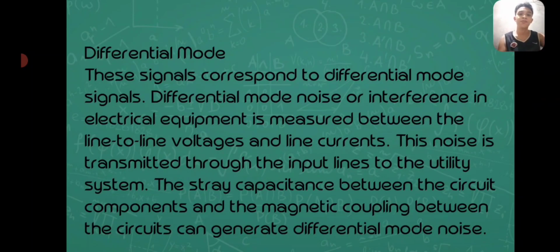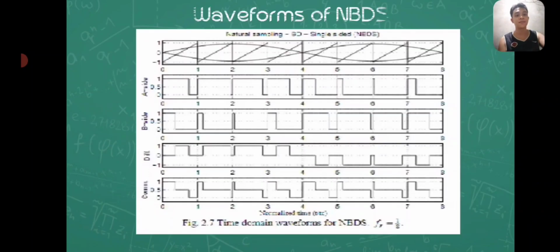The differential mode. This signal corresponds to differential mode signals. Differential mode noise or interference in electrical equipment is measured between the line-to-line voltage and line current. This noise is transmitted through the input lines to the utility system. The stray capacitance between the circuit components and the magnetic coupling between the circuits can generate differential mode noise. This is an example of the waveforms of NBDS.